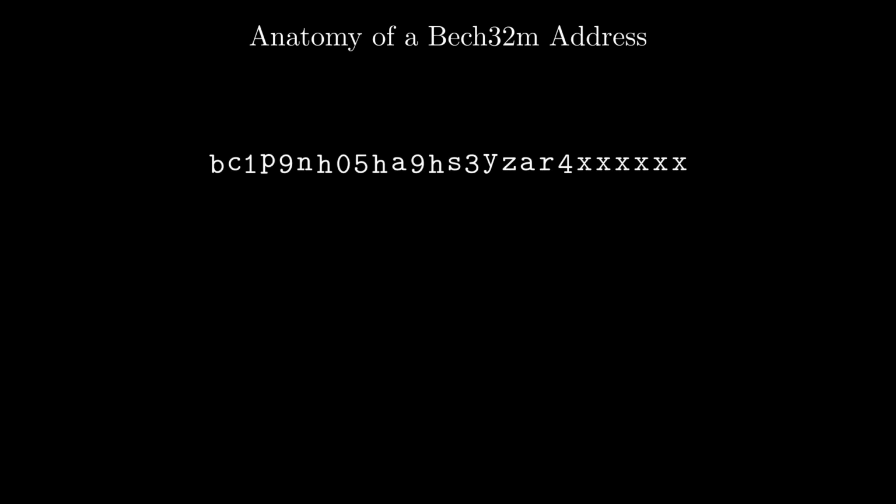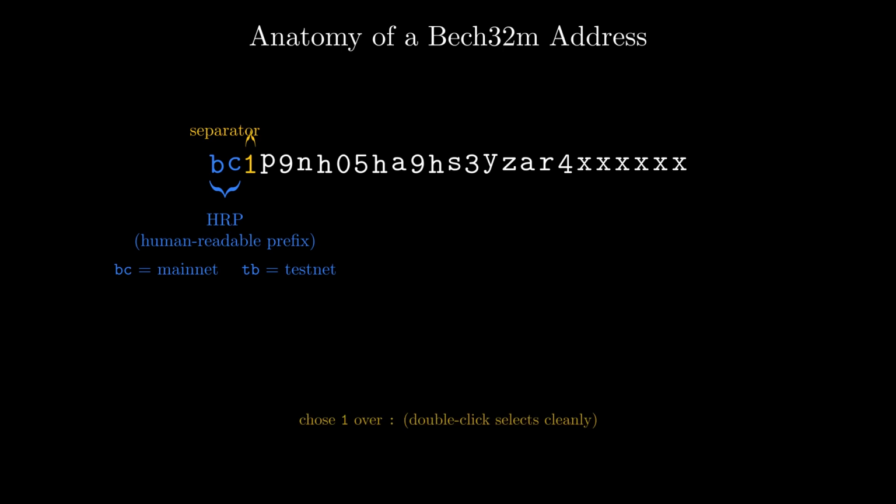Take bc1p9h5ha, then some data, ending in 6 checksum characters. The first part, BC, is the human-readable prefix, or HRP. It identifies the network. BC means mainnet. TB means testnet. Next comes the digit 1, a separator. The designers chose 1 over a colon because double-click selection breaks at colons, and they avoided the letter L because it looks like the digit 1.